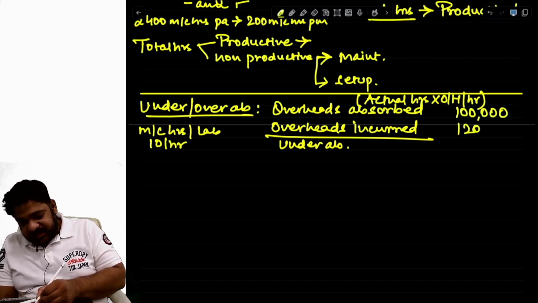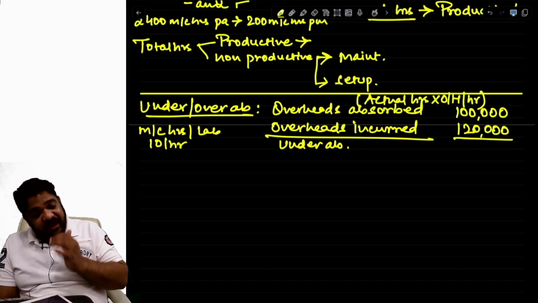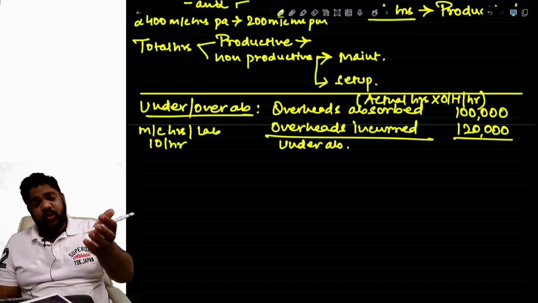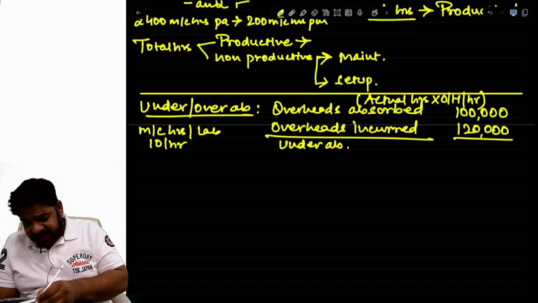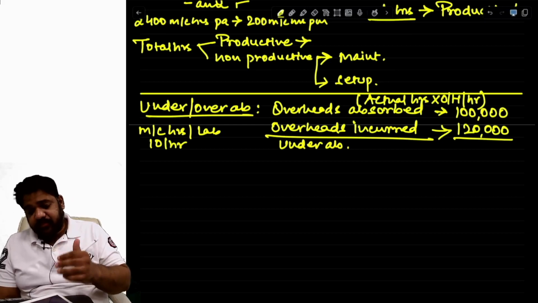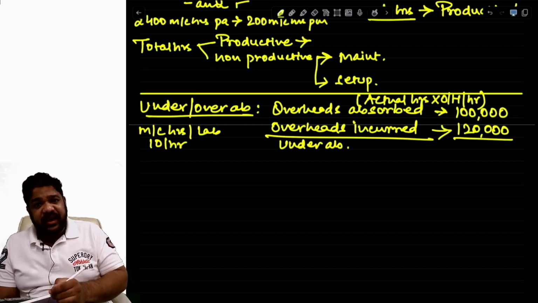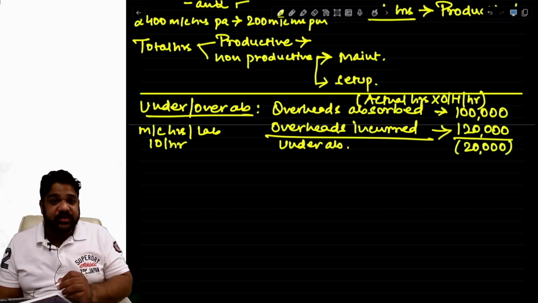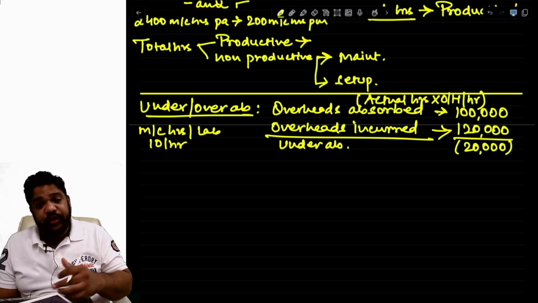And let's say the overheads incurred are 1 lakh 20,000. Understand this, remember this: absorbed is to recover. You were able to recover 1 lakh rupees, but against that you spent 1 lakh 20,000. This is an under absorption of 20,000 rupees. And now this under absorption, how will this be taken care of? What do you do with that?